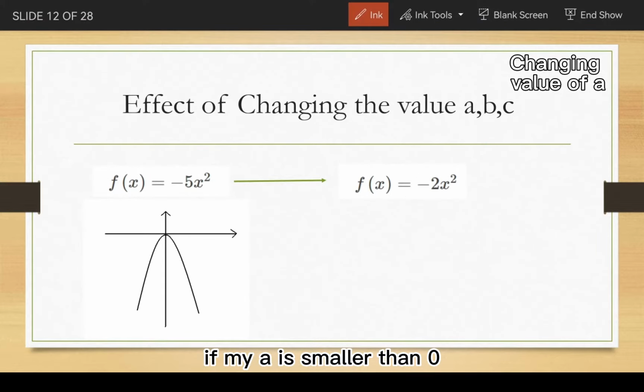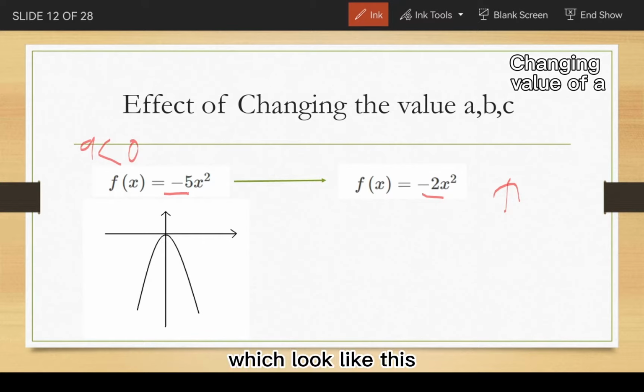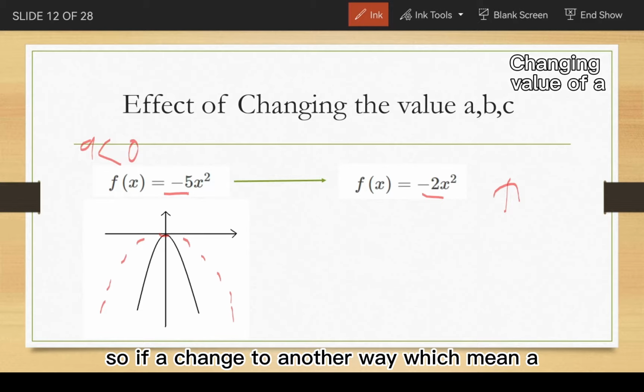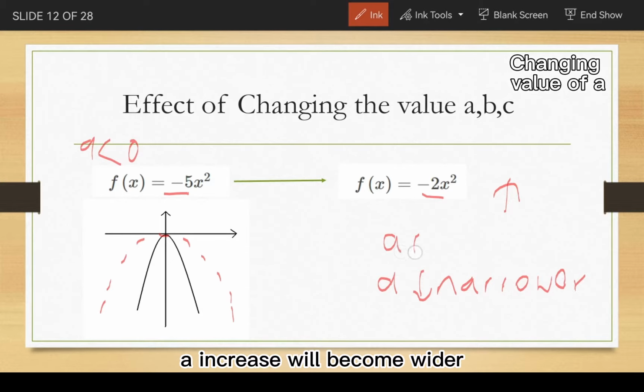Okay, if my a is smaller than 0, which is -5 to -2, which means my a is increasing, and my graph will become wider, which looks like this. In another way, if a goes from -2 decreasing to -5, it will become narrower. Okay, a increase will become wider.